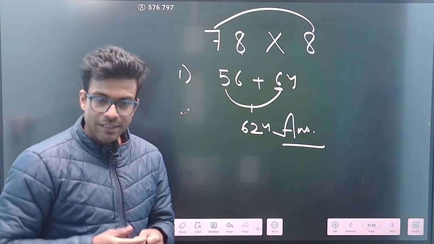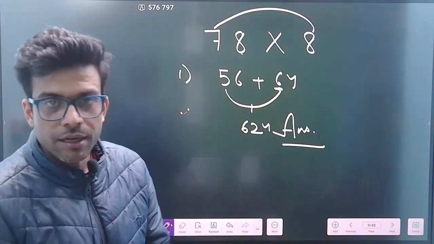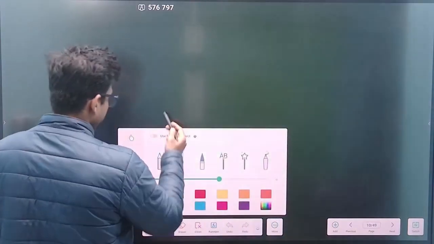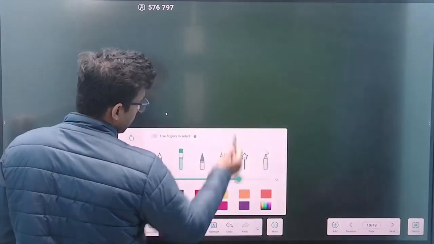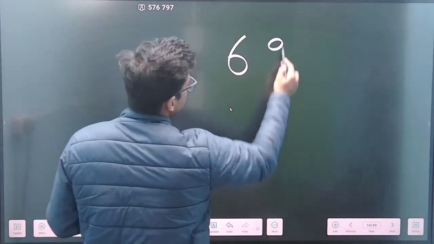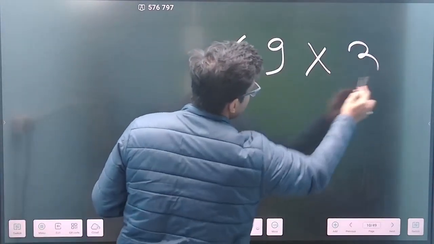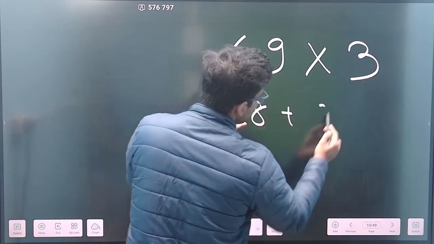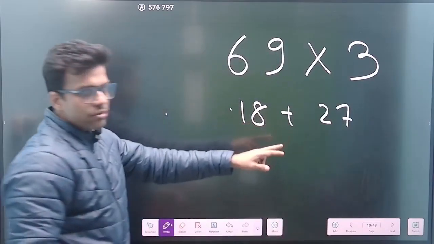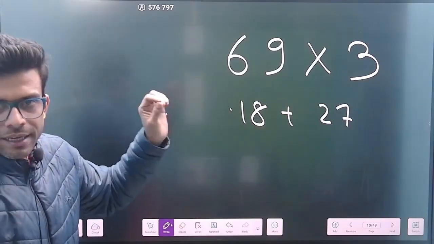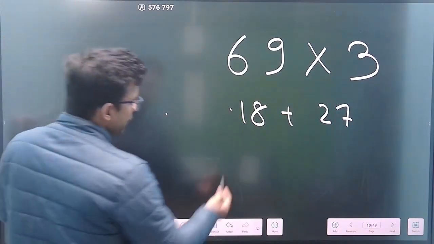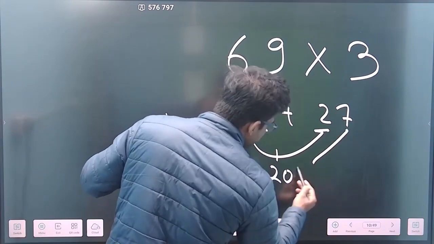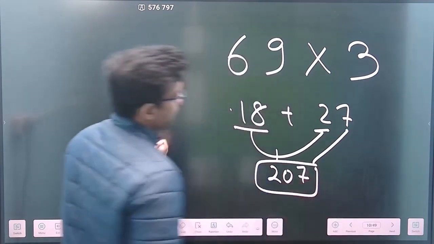Can I take one more example, Sangeeta? Let's take 69 multiplied with 3. 6 3s are 18, plus 27. Now 18 plus 2 is what? 20. And write down this 7 as it is, which is 207.